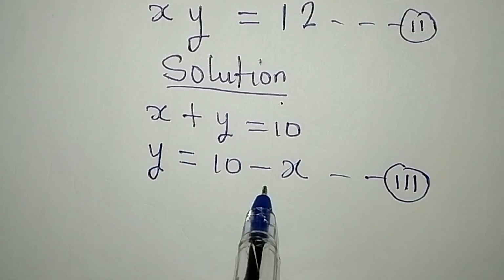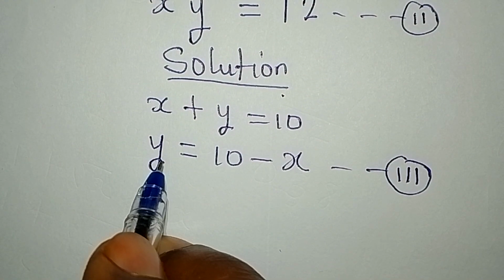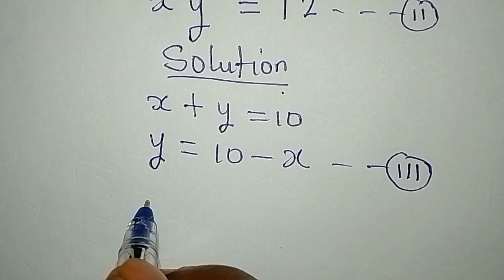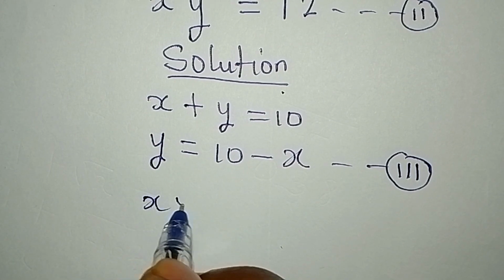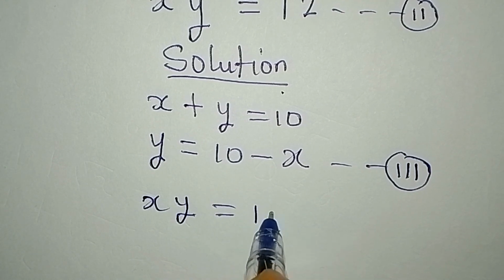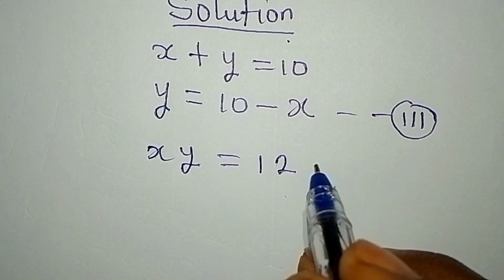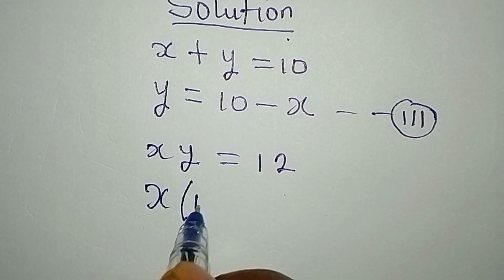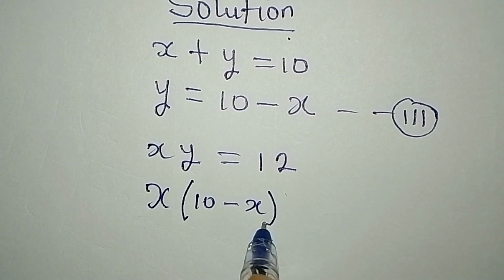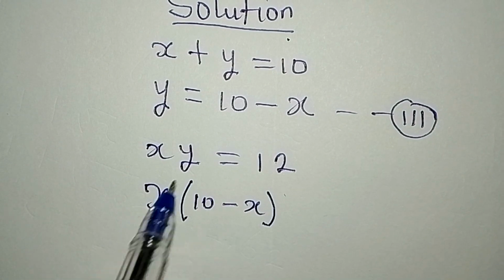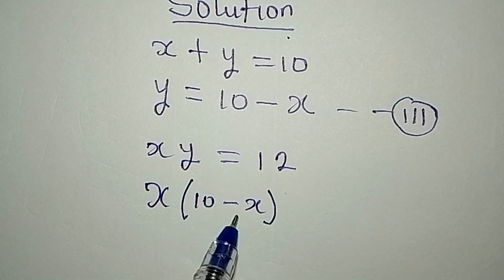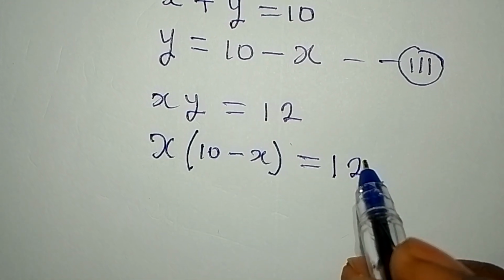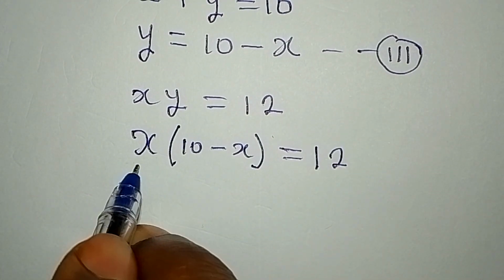Now put the value of y into equation 2, and equation 2 is xy equals 12. From here, our y now is 10 minus x, right? Here we have y, which is 10 minus x, times x, and this is equal to 12. So from here we now have just one unknown, which is x.